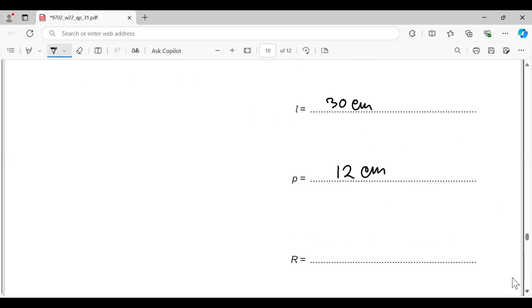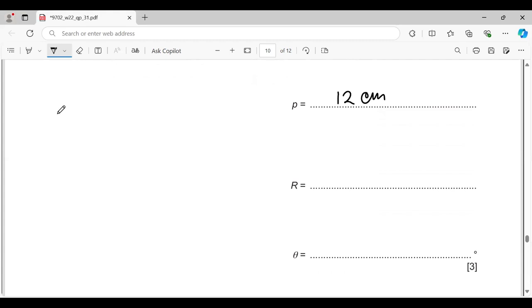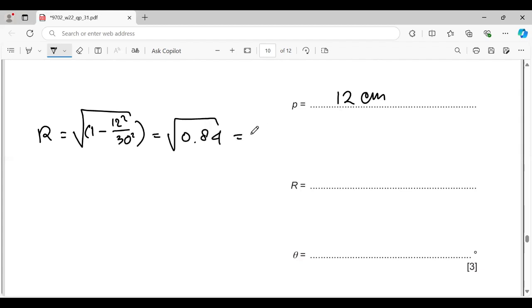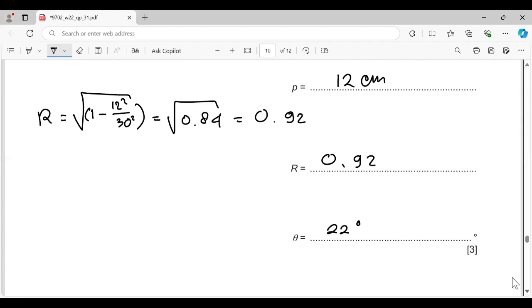Okay, so R would be, I have calculated R, the square root of 1 minus 12 squared over 30 squared. It is the square root of 0.84. The result is 0.92. And yes, this is 0.92, and theta, based on my measurement, is 22 degrees, right?